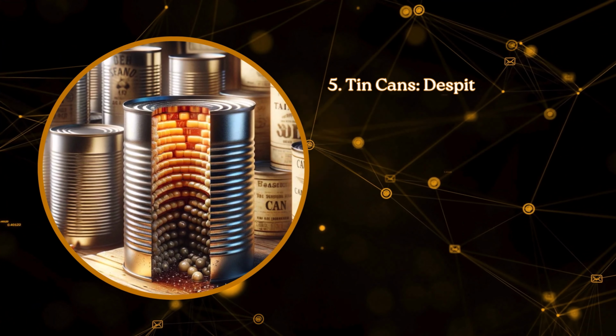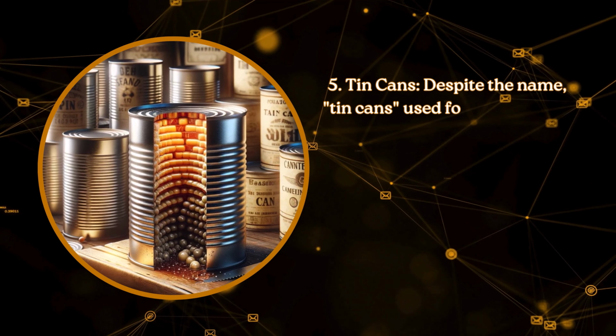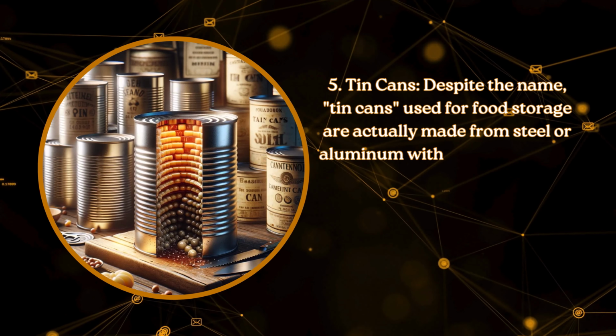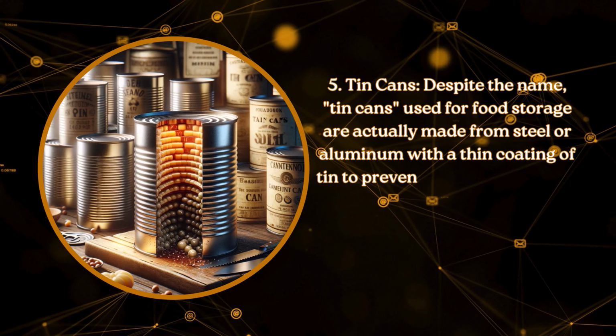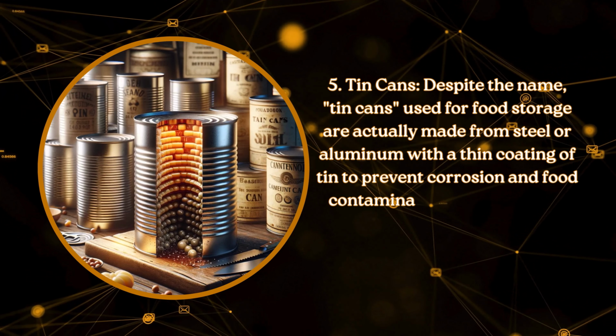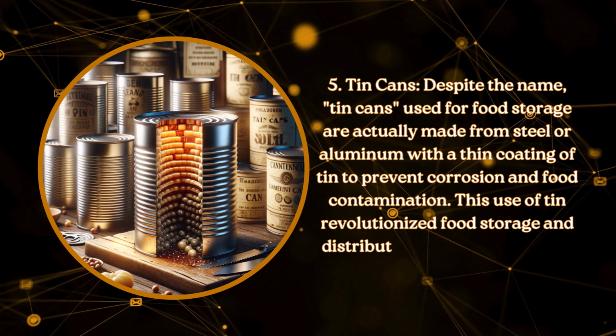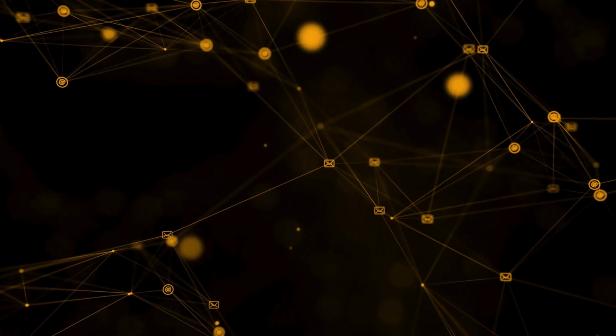5. Tin cans. Despite the name, tin cans used for food storage are actually made from steel or aluminum with a thin coating of tin to prevent corrosion and food contamination. This use of tin revolutionized food storage and distribution in the 19th century.